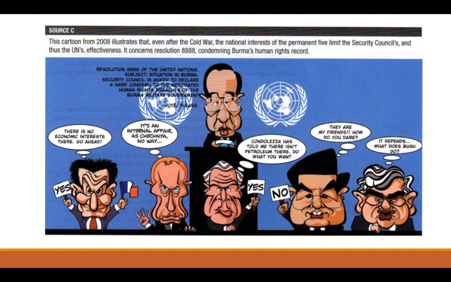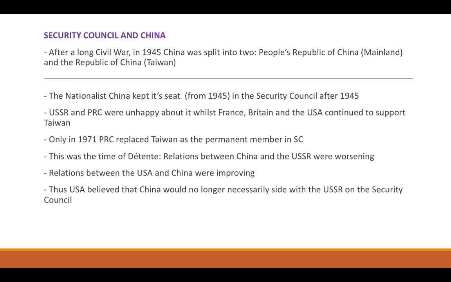Then we've got China, who's saying no, they are my friends, how dare you? So there you go, there's a veto, and it will block the whole decision because it clashes with the interests of China. And then Britain says it depends what Bush does. This is mocking United Kingdom politics for always agreeing with the USA and having the same politics. Now let's look at the Security Council and China.